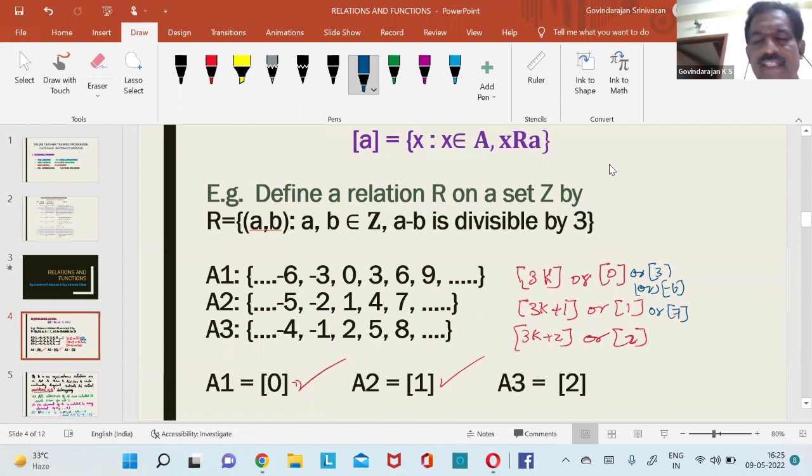We can call it A2, the equivalence class of 7, or the equivalence class of -2, or the equivalence class of -5, etc. And also A3 is 3K plus 2. 3 into K, 0 plus 2 is 2. Or if I put K is equal to 1, so 3 into 1 plus 2, that is 5. So it is called the equivalence class of 5, or you can call it the equivalence class of -4, etc. Anything we can have.